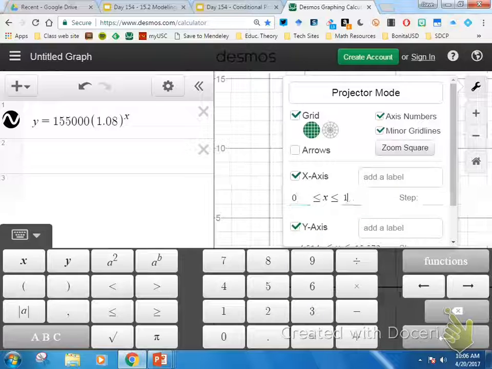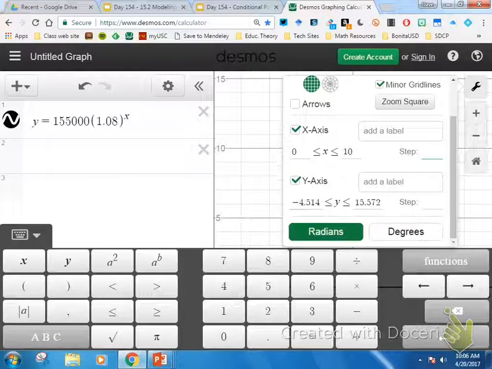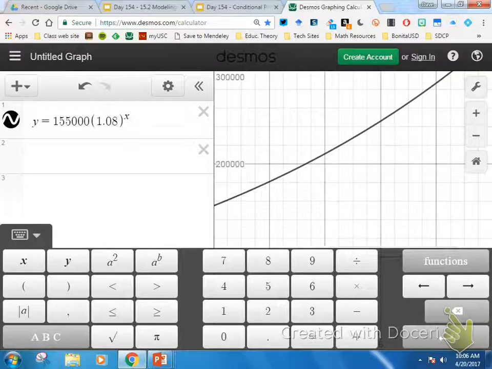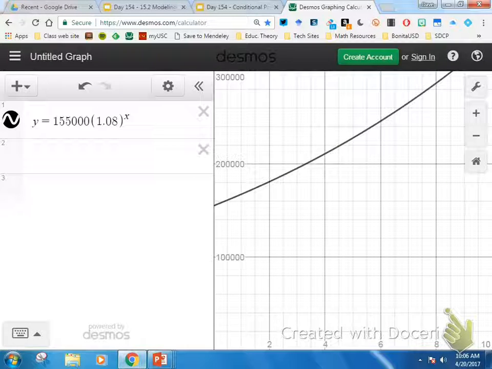Okay? And then the y-axis will go from 0 to like, let's just go up to like 300,000, because that's how much money she's making, okay? So here's her graph. What does this kind of look like? Exponential growth or decay? Exponential growth, right? It's saying how much money will she make in 9 years.